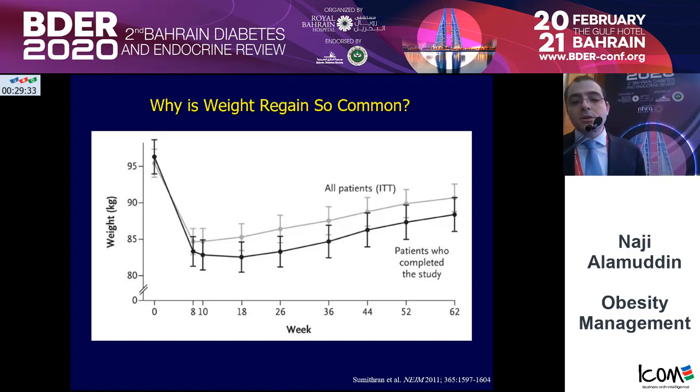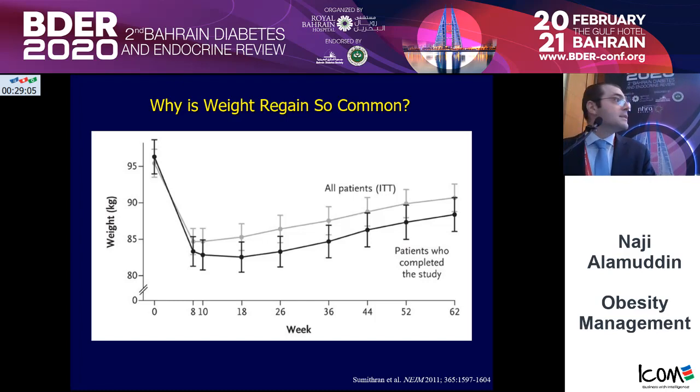This study published in the New England Journal of Medicine in 2011 beautifully illustrates that. They took 50 patients who were overweight and obese, and they put them on a very low-calorie diet for 10 weeks. They lost around 14% of their weight. After that, they told these patients to try to remain weight neutral, not to gain weight. But what you clearly see over the year is that they start regaining that weight back, similar to the patients that you see in clinic.